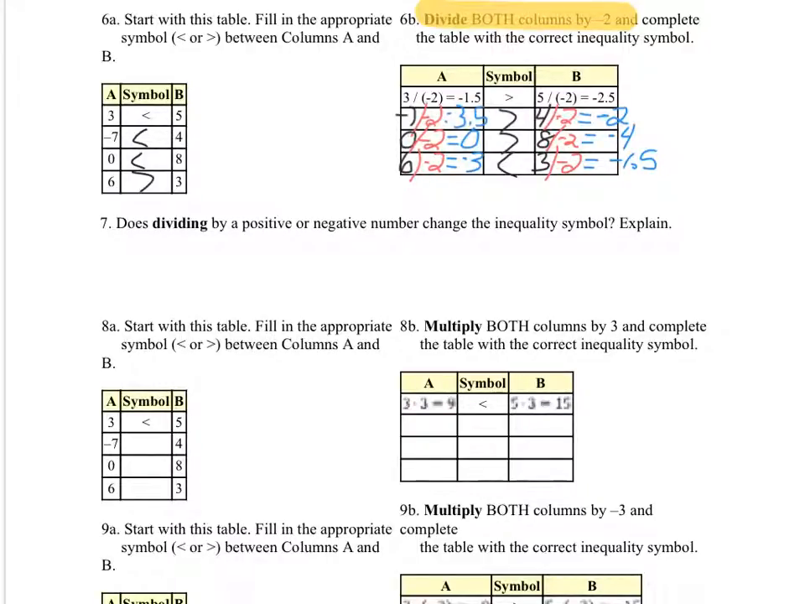Okay, we started in number 5 by dividing by a positive, and in number 6 we divided by a negative. So dividing by a positive, what did that do? And dividing by a negative, what did that do? So pause the video and answer that question. What happened to the symbols? What do you notice?